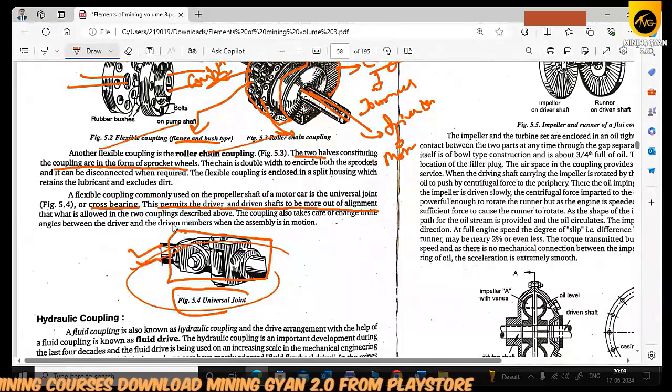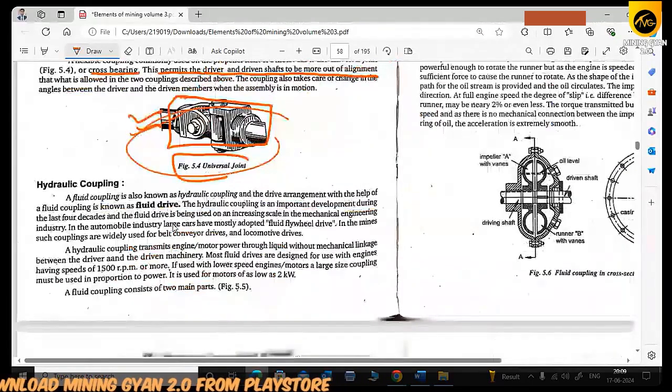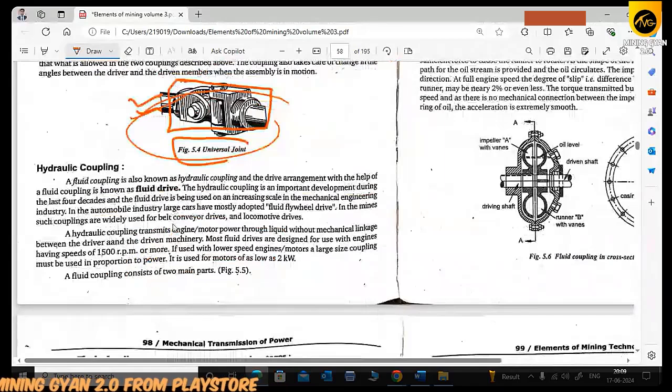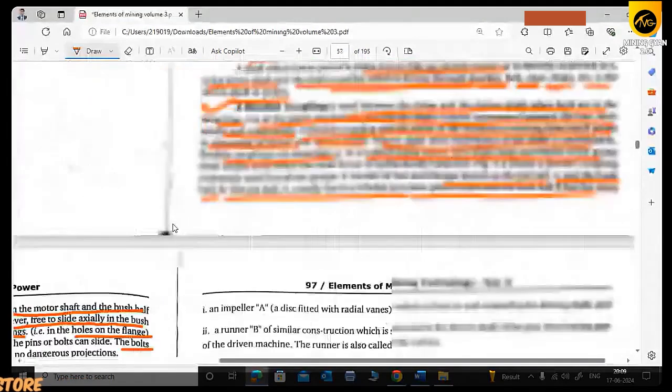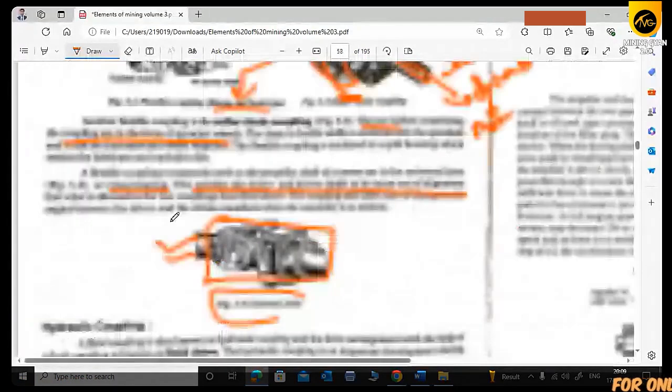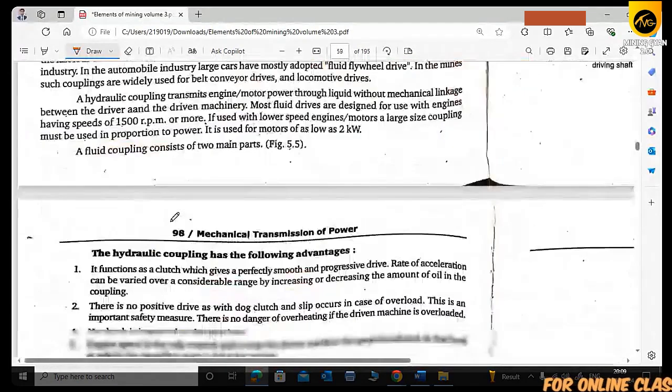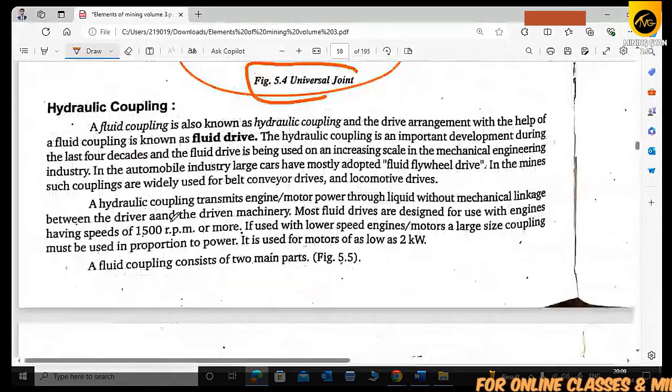Now coming to the hydraulic coupling, which is very important. It is a very important topic from the examination point of view, because here you have to know the kind of oil used. In the oil and mining sector, the hydraulic coupling is situated there.